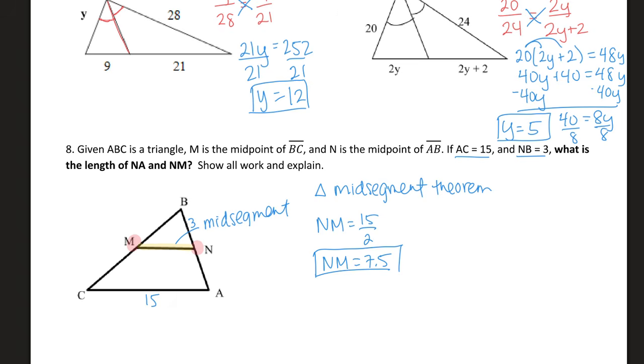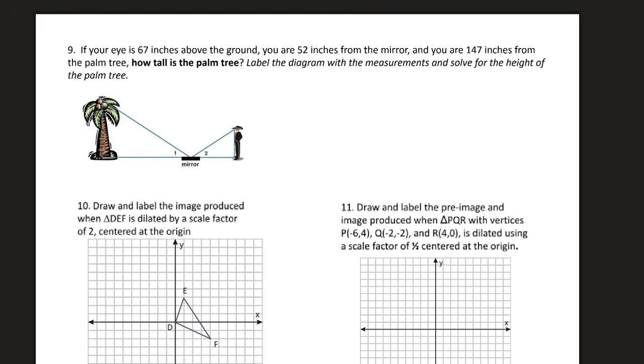It's also asked me for the length of NA. Well, they tell us that N is the midpoint. So if NB is 3, that means NA will also be 3. And the reason for that is because N is the midpoint of AB. All right, so question number 9 tells me that I have my eye, which is 67 inches above the ground, and you're 52 inches from the mirror, and it says you are 147 inches from the palm tree.